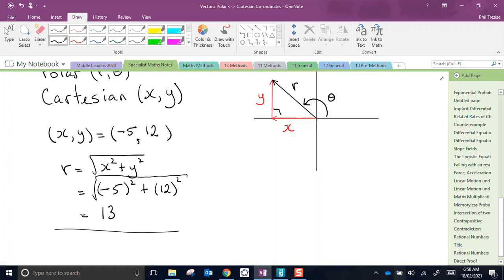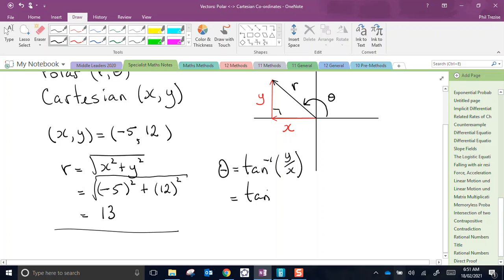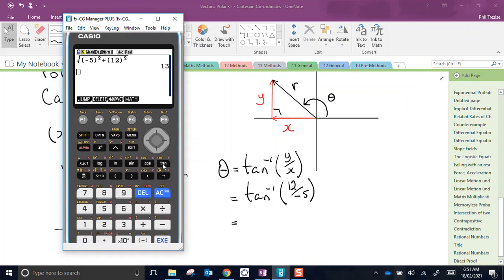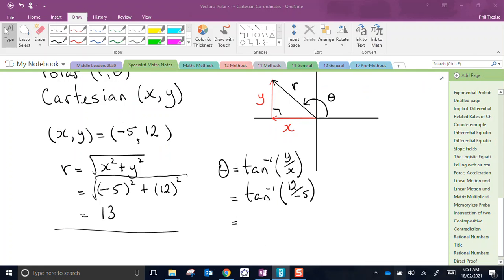Now, the rule for angle, which you've learnt in class, I'm sure, is the inverse tan of the y-coordinate divided by the x-coordinate. So here we go. Inverse tan, the y-coordinate was 12. The x-coordinate is -5. So let's see what the calculator tells us. Inverse tan 12 on -5. Checking that I'm on degrees there, which I am. So I get -67.4 degrees. That's an interesting answer, -67.4.